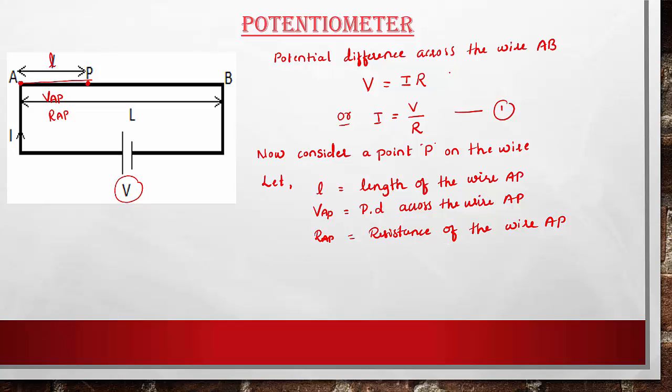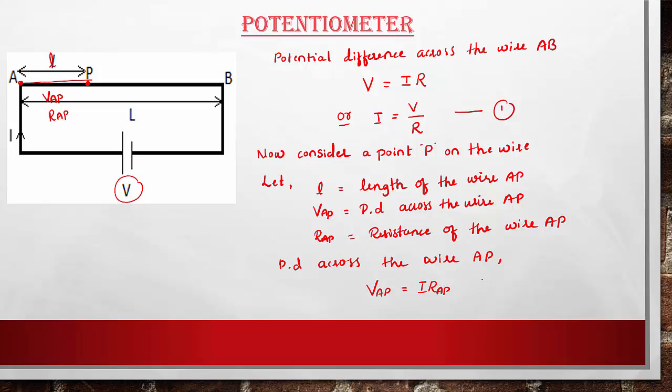Here initially we wrote an equation for the potential difference across the wire A to B. That is the total length. Now we can consider only the part of the wire. I can write potential difference across the wire AP is given by the equation: instead of V, we can write VAP is equal to I RAP. This is related to only the part of wire AP.